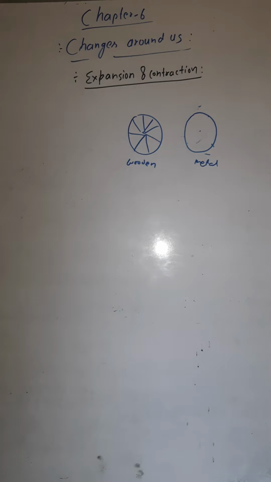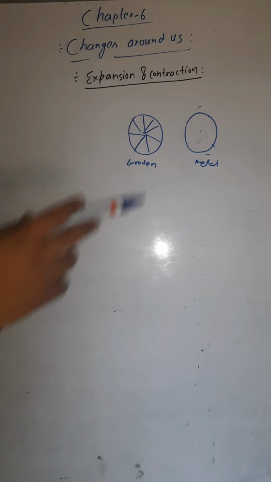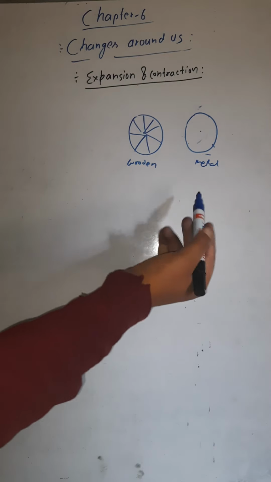But how can this metal wheel be expanded? Can you tell me? That could happen if you heat this. Are you getting this? Yes. So if you want to fit this metal wheel over the wooden wheel, you would have to expand it, and that would happen only if you heat it. Okay, by burning. If you heat this, then it will expand.